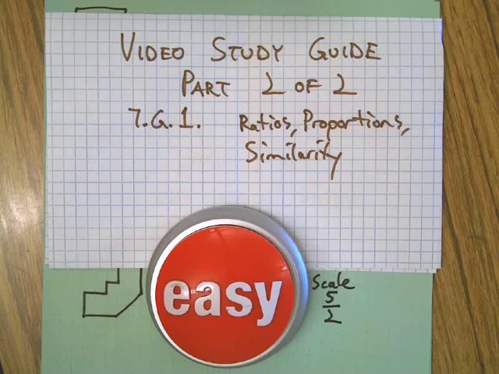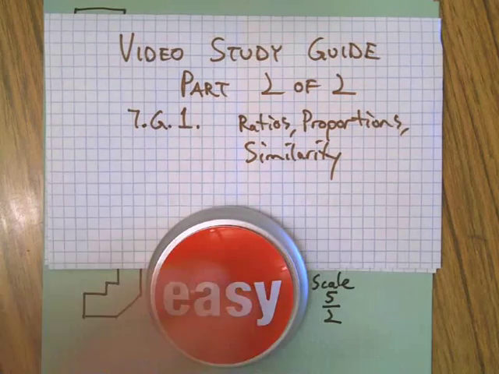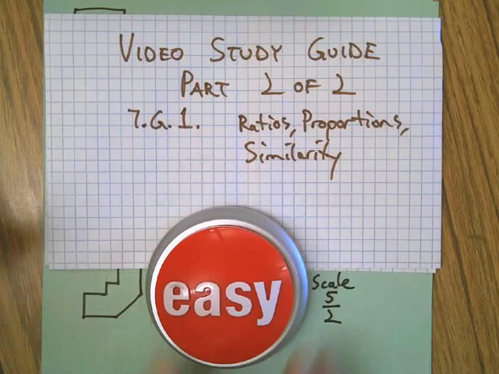Welcome to part 2 of the world's fastest video study guide. It's so fast I had to make 2 separate videos. This is part 2. There's going to be 4 problems. It's on a 7th grade geometry standard involving ratios, proportions, and similarity. And guess what? That was easy. It's going to be easy, so check this out.